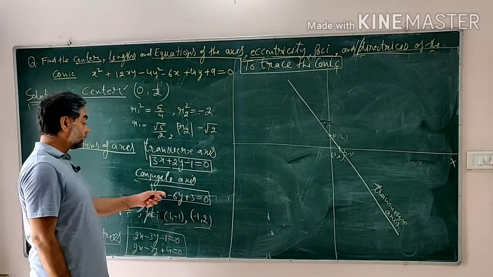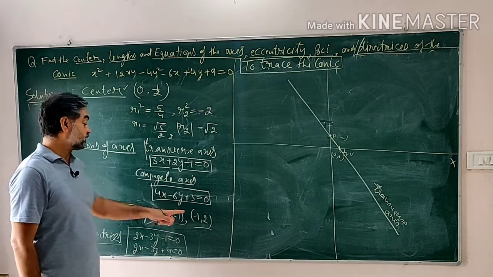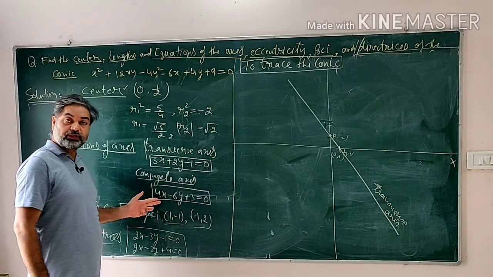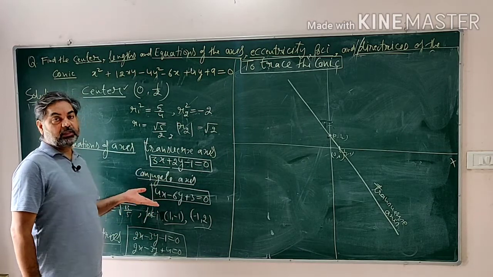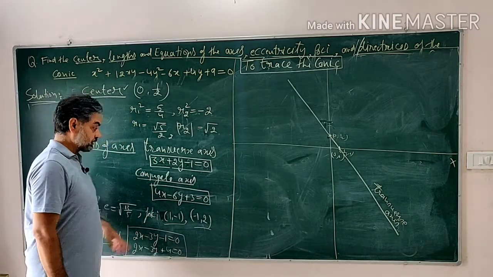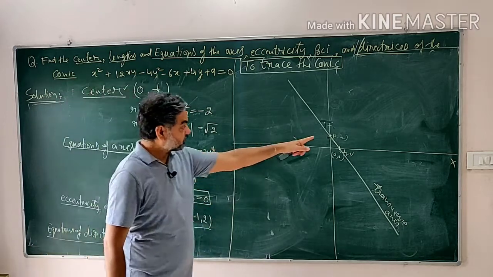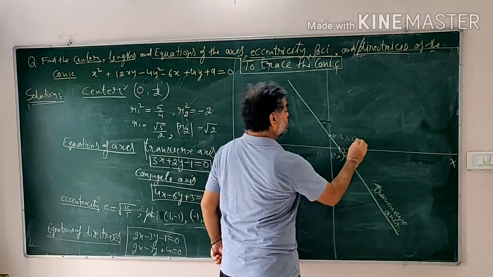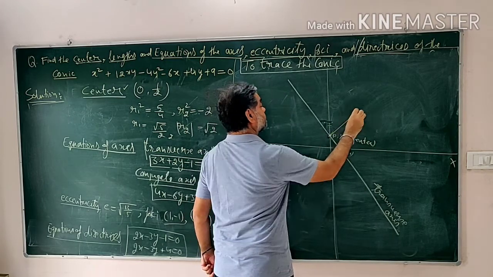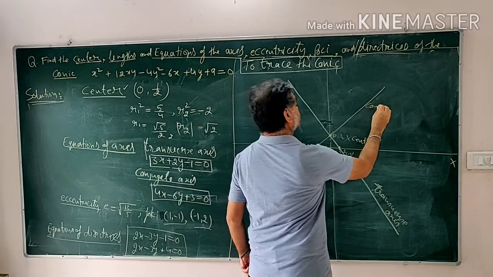Now let's draw the conjugate axis. The equation of the conjugate axis is 4x minus 6y plus 2 equal to 0. You can see from the equations of the conjugate axis and transverse axis that they are perpendicular to each other, and they pass through the center of the conic. This is the center of the conic. So you draw a perpendicular line here. This is the conjugate axis.